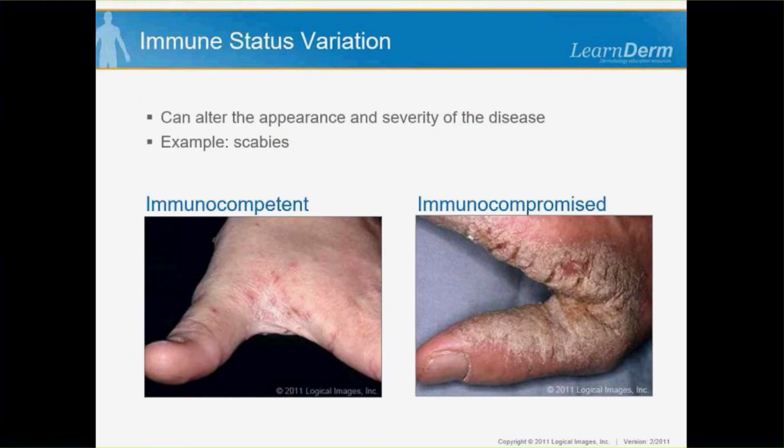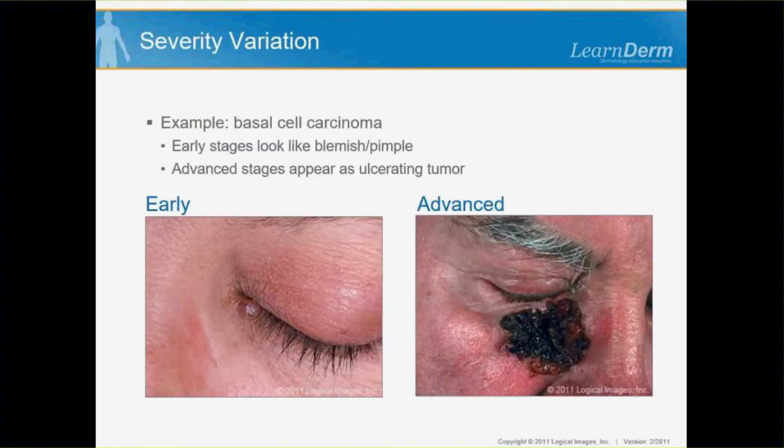We covered immunocompetent, immunocompromised, using scabies, and we didn't talk specifically about severity variation. The patient comes in with something on the right. Anybody knows something is quite wrong there, but really you're clinicians because you want to try to help people with early disease.